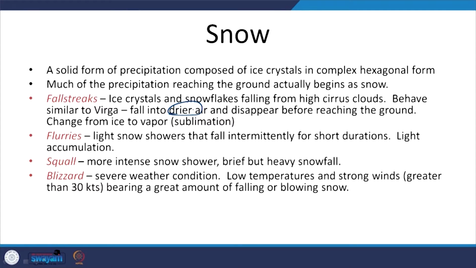This is similar to virga in the sense that there is precipitation in solid form, but the precipitation hardly reaches the surface. Flurries are light snow showers that fall intermittently for a shorter duration, with light accumulation.